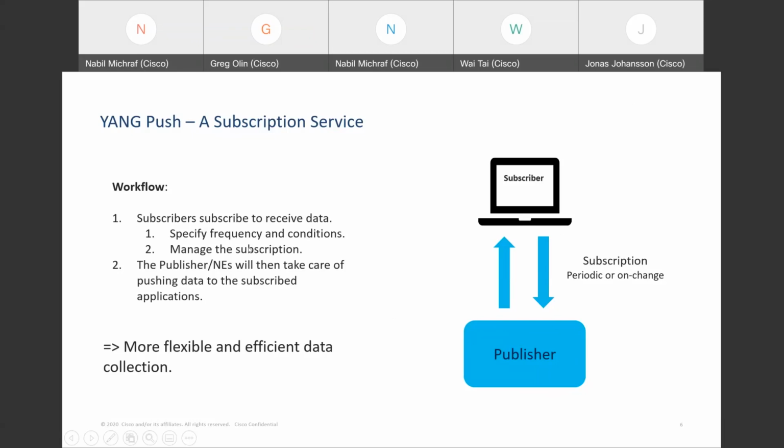So when subscribers subscribe to receive data, they specify the frequency and conditions. They also have the capability of managing the subscription per the RFC. So if you are supporting the RFC, you need to support those capabilities for subscription management. The publisher and network elements will then take care of pushing the data to the subscribed applications. This way, it's more flexible and effective.